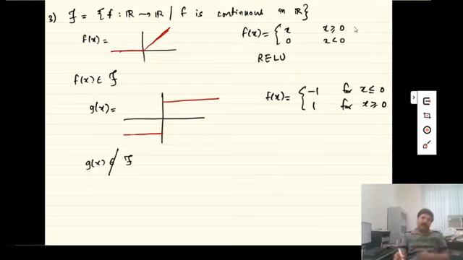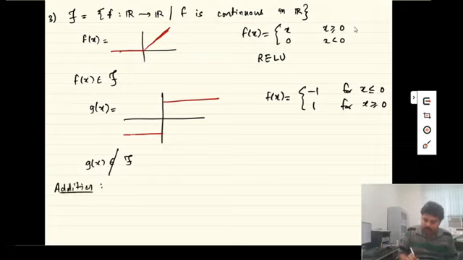And how do I define addition of two functions? Addition of two functions is straightforward. So how is the addition defined? Addition is defined in this particular way: (f + g)(x) is equal to f(x) plus g(x). So that's how the addition of the two functions is defined.